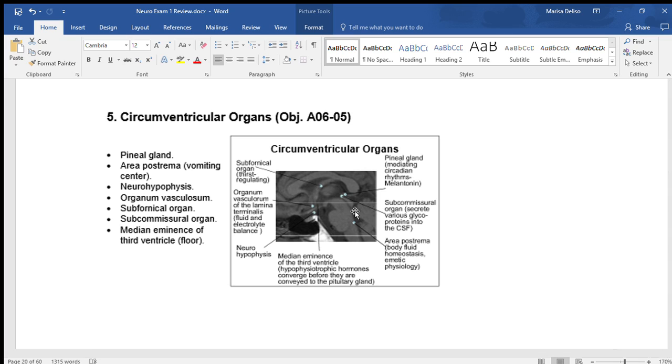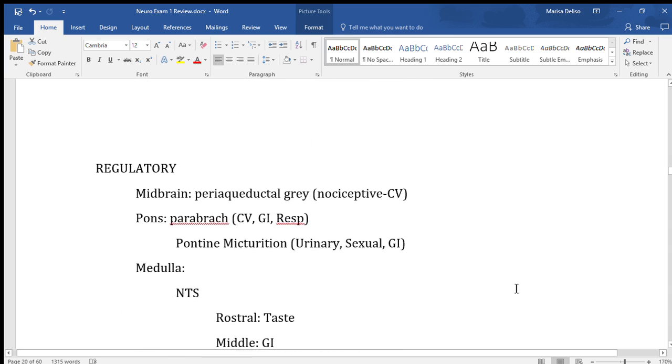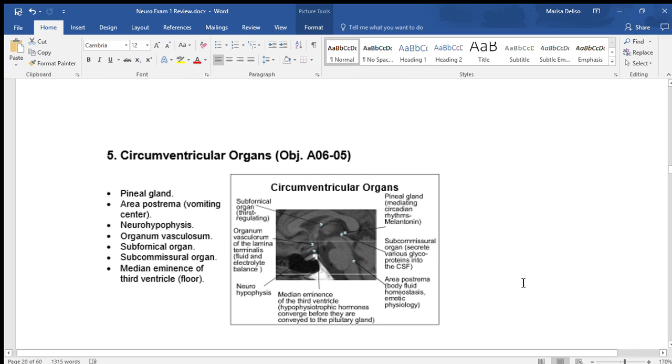How does it work? It doesn't just magically make me thirsty. It goes to my subfornical organ, and my subfornical organ tells me I'm thirsty. So just be aware of that relationship. It's pretty interesting. Another good thing to know is if you have an issue with your midbrain tectum, the top of your midbrain, it will affect your pineal gland first. A lot of people will be tempted to put cranial nerve, but it's your pineal gland.